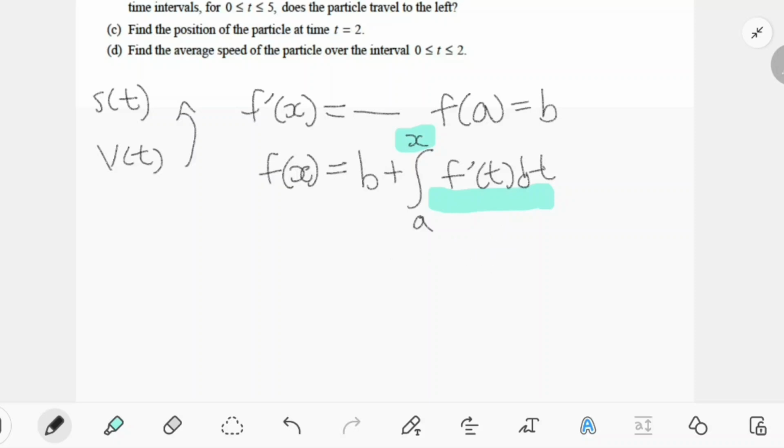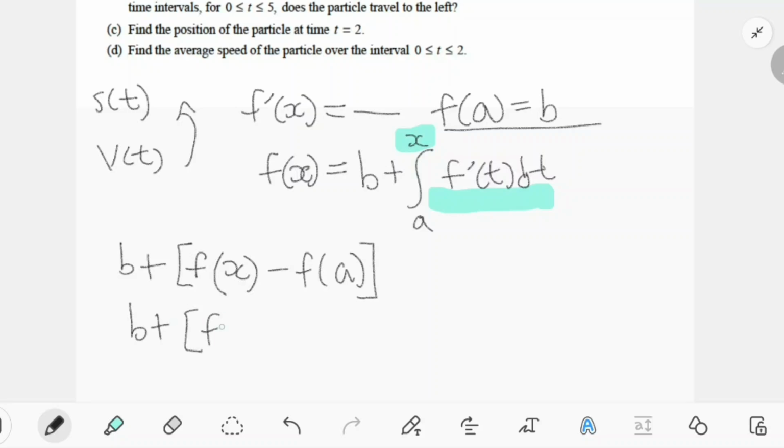I like to think about this whole thing in this way. B plus f prime x, the integral of f prime x is f of x, and according to the fundamental theorem of calculus, we get f of x minus f of a. And we know that f of a is b, so just replace that and we are left with f of x. This is just one of the many ways you can think about it.